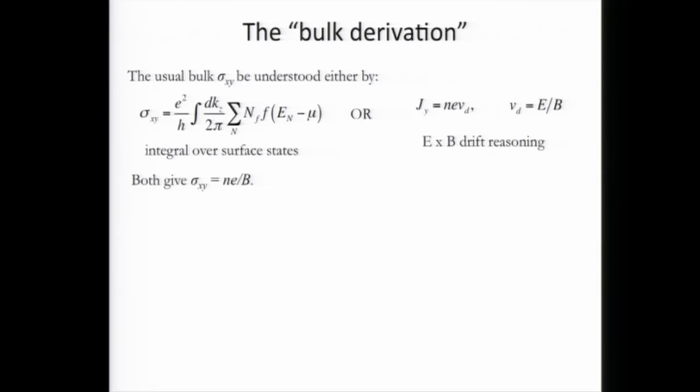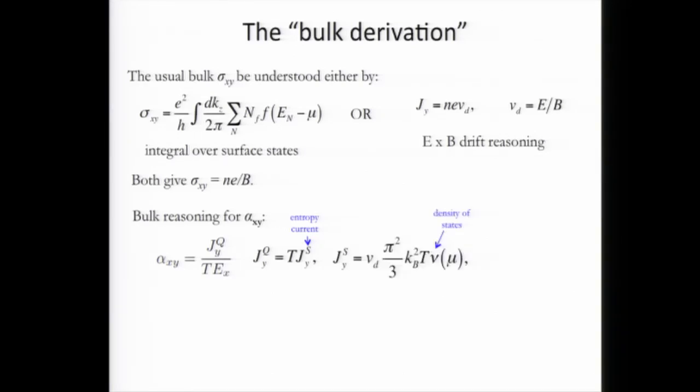And what that suggests is that there should be a bulk way of thinking about alpha xy. There's a way of deriving alpha xy by thinking about transfer along surface states, but there should be a heuristic bulk way of doing it too. And the heuristic way is basically just by looking at this definition of alpha xy that involves the ratio of the heat current to the electric field. And you say, again, the heat current is related to the entropy current. The entropy current is related to the density of states. So this object here, T times the density of states, is just the entropy density. And the entropy density is related to the heat current. And now you make the ratio, and you just find that alpha xy over T reflects the density of states.